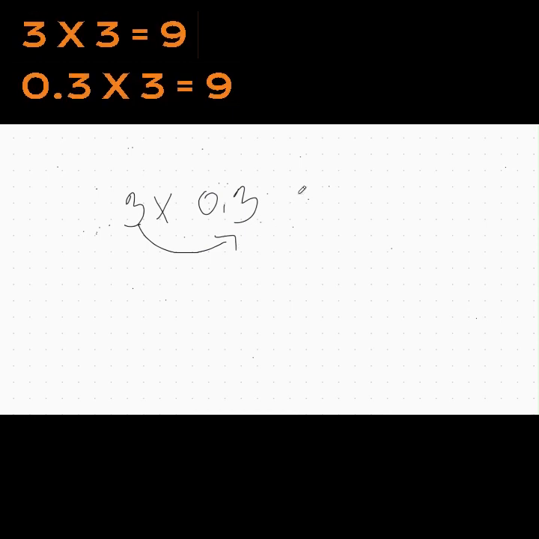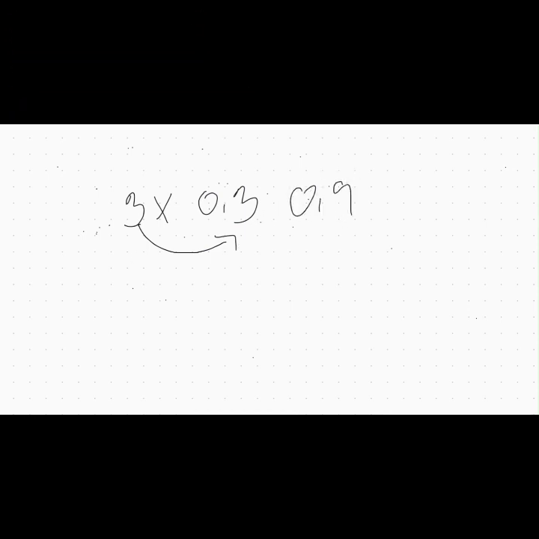Let's say 3 times 0.3. This is easy because 3 times 3 is 9, so it'll be 0.9. But what if it was 0.3 times 300?